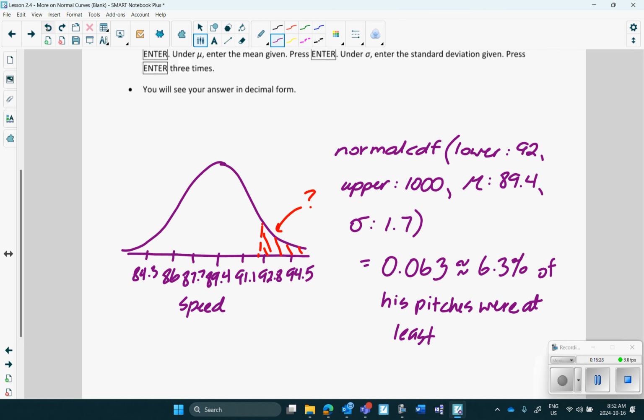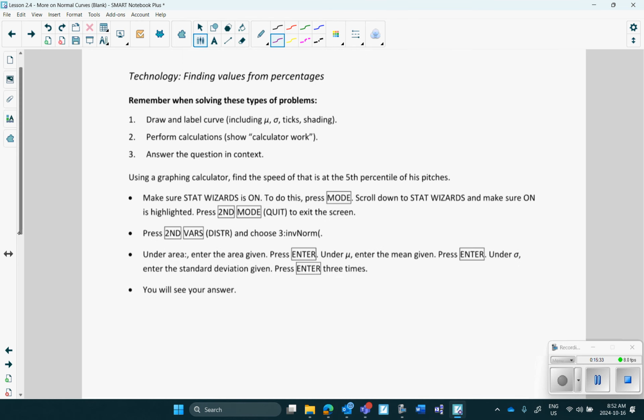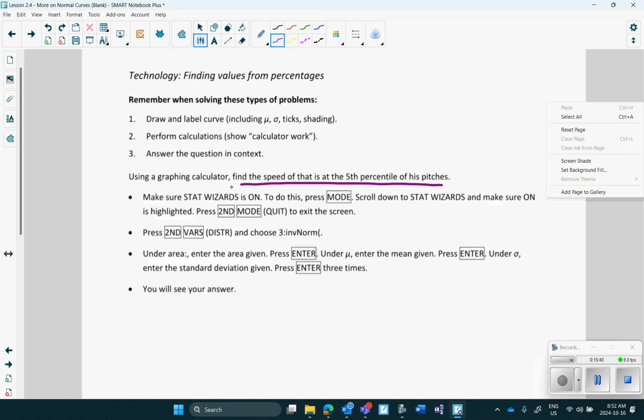Okay. Another type of question you could be asked, and we use a slightly different function, is we want to find the value given the area. So the 5th percentile of his pitches, we want to find the value where 5% of his pitches are that value or slower. So let's draw it again, if you have to draw it.